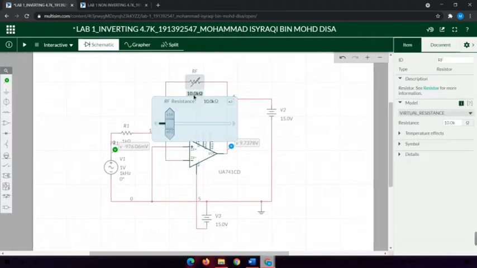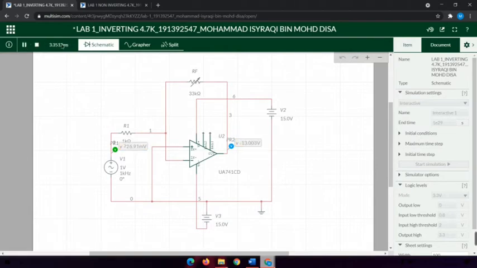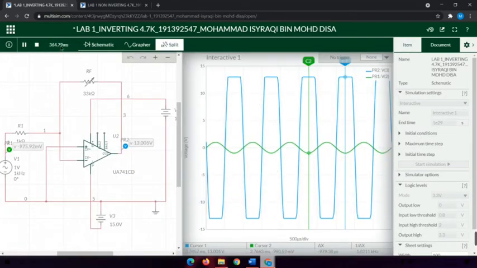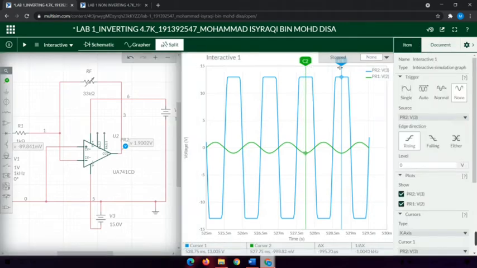For the third RF value, we are going to use 33 kilo ohm. Simulate it. As we can see, for Vout we get 13 volt and there is clipping on the peak of the graph.